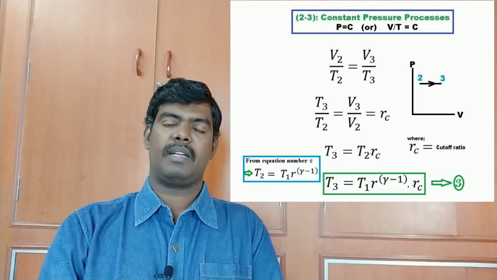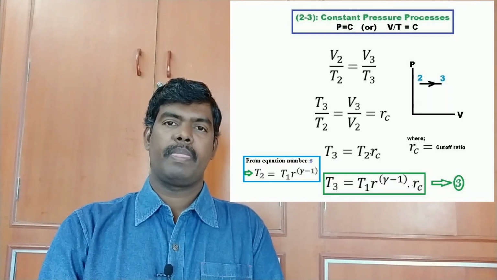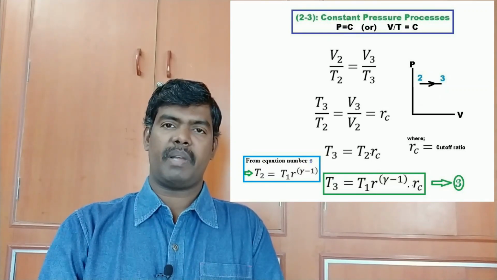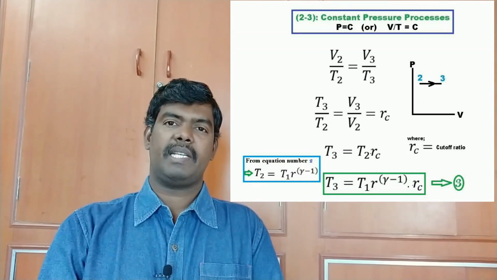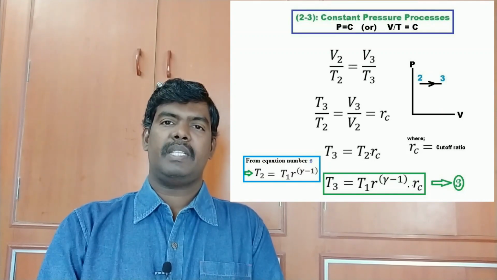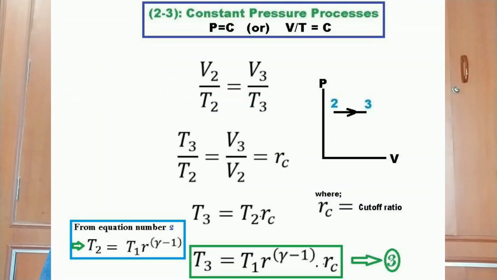Now the 2 to 3 process. The 2 to 3 process is a constant pressure process, P equals constant, or otherwise V by T equals constant. Therefore during 2 to 3, V2 by T2 equals V3 by T3. Rearranging that equation, T3 by T2 is equal to V3 by V2. We know that V3 by V2 is nothing but the cutoff ratio, denoted by the letter rc. Therefore from that equation we determine the T3 value: T3 is equal to T2 into rc. From equation number 2 we know the T2 value.